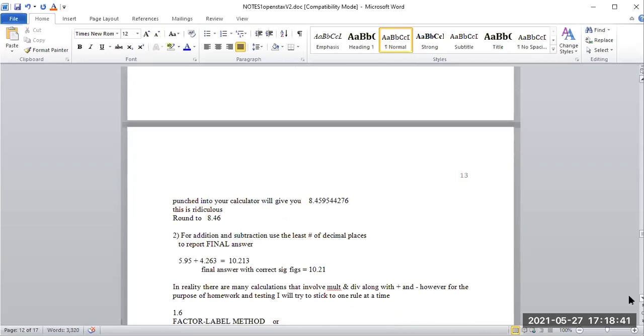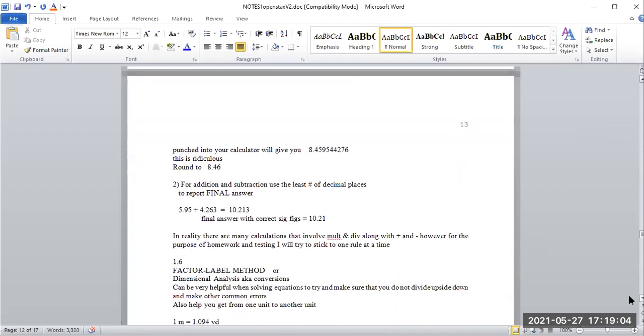So the 8, the 4, and then I have to decide, okay, do I leave the 5 alone or do I round up or down? So because there's a 9 after my 5, I am going to round this up and call it 8.46.